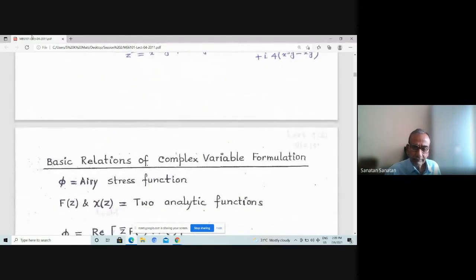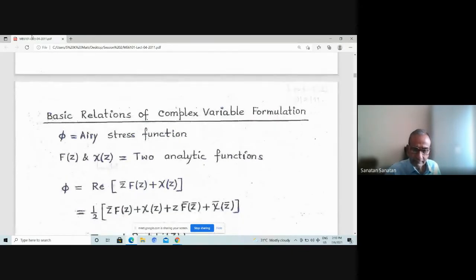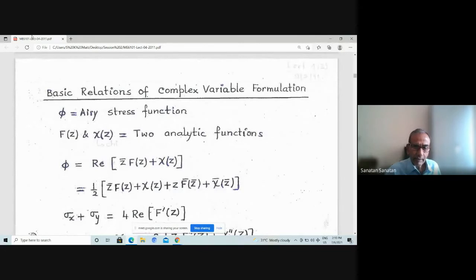Now we have already talked about the Airy stress function. It was later shown by Kolosov and Muskhelishvili that you can write this Airy stress function in terms of two analytic functions. What are the two analytic functions? f(z) and chi(z). We introduce these two analytic functions, and the Airy stress function is defined by the relation: real part of z bar f(z) plus chi(z).